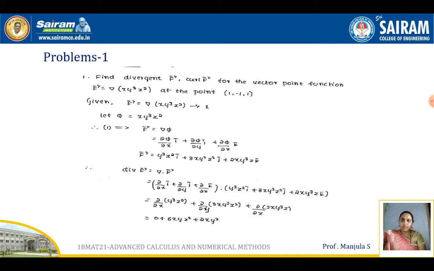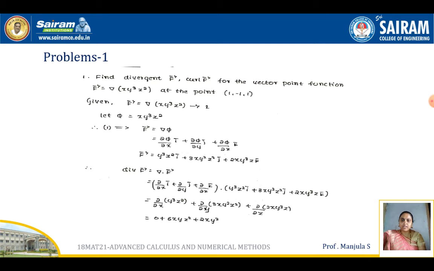After getting the vector f in terms of a vector function, next we have to find the divergence and curl of that vector f at the point 1, minus 1, 1. This is the question. So now, the given vector f you just write as it is, that is gradient of x y cube z square. You take that as equation number 1.